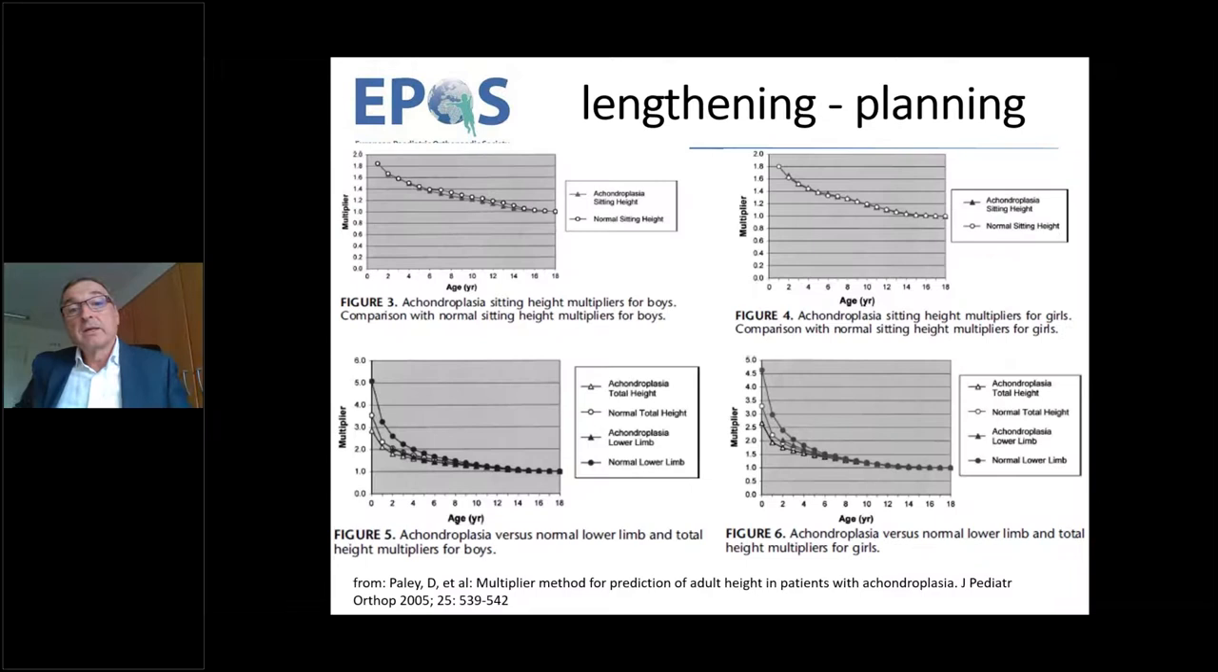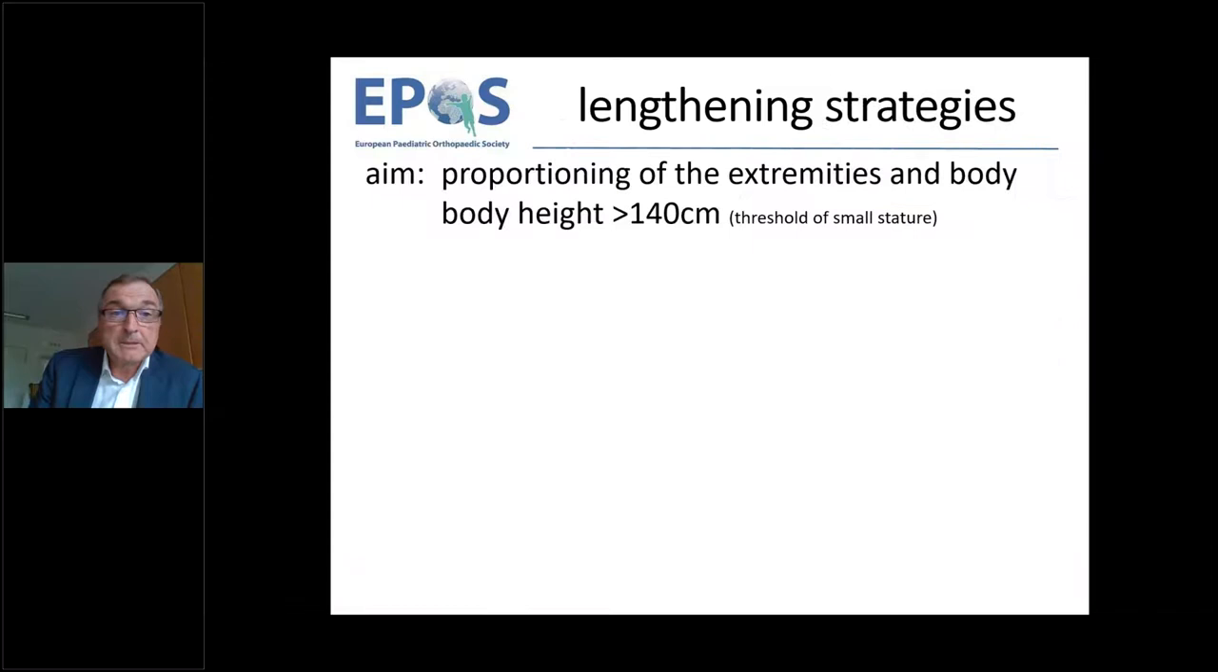When we plan lengthening in achondroplastic patients, the multiplier method adjusted to achondroplasia can be used very successfully, because it allows us to compare the height of an achondroplastic patient at a certain age to the normal height, and then shows us which timing for lengthening procedures can be the best for the individual patient. Our lengthening strategies mostly aim for proportioning the extremities and the body, and to achieve a body height greater than 140 centimeters.